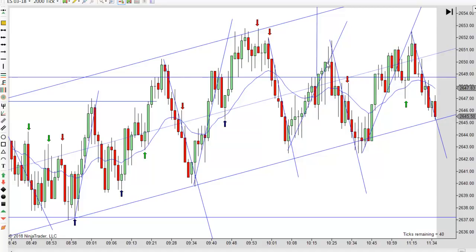And look what happens. It turns back down. It makes a lower high from that. And so now you'd look for that. You're basically just going to look for what's going on there.